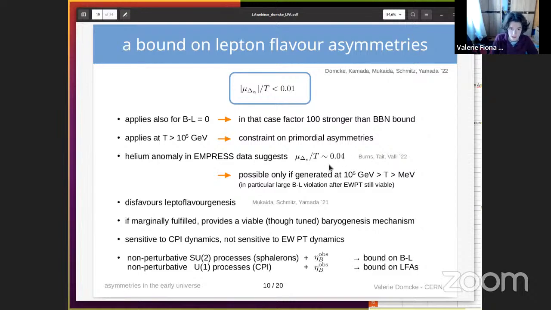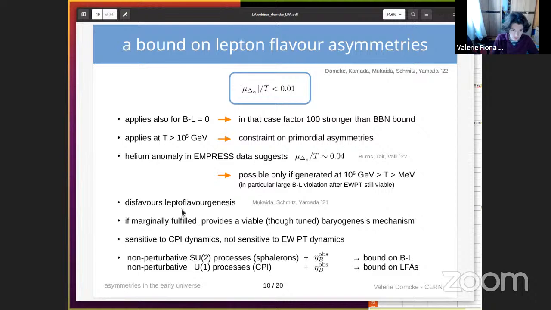However, there's a caveat, right? Because here you need this asymmetry at the time of BBN. We only put a constraint at temperatures above 10 to the 5 GeV. So if you generate this asymmetry below 10 to the 5 GeV, we have nothing to say on it. So I'm not saying that it's completely impossible to explain the helium anomaly with chemical potentials, but I'm saying if you do want to explain it with chemical potentials, you have to make sure that you generate them below 10 to the 5 GeV.